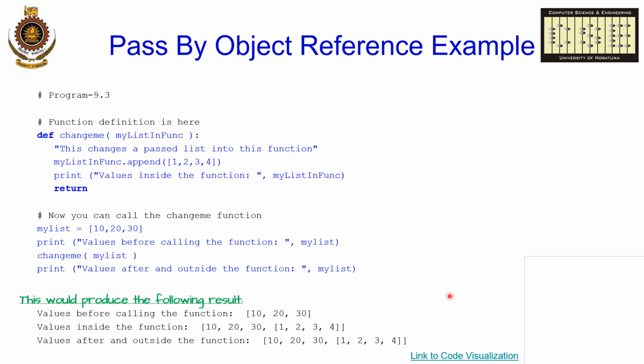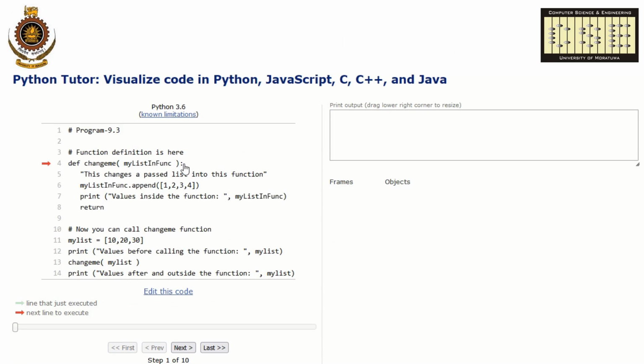Let's see in the Python Tutor code visualization, step by step, what happens inside. So here I have the same function in Python Tutor. I'm not going to explain the UI of Python Tutor because I assume that you are already familiar with it. So here I have the function change_me, which takes in a myList_infunc parameter, and inside this function I'm appending a list to the parameter that is passed to that function.